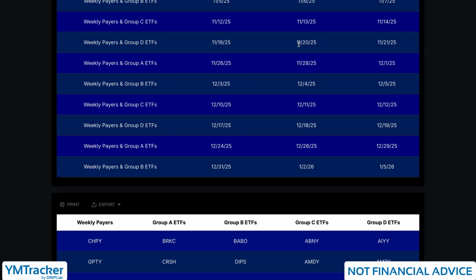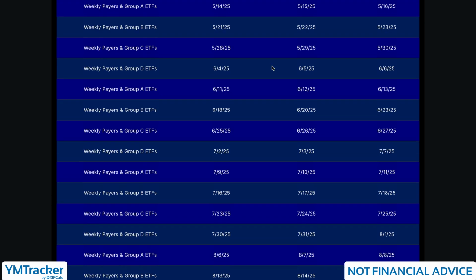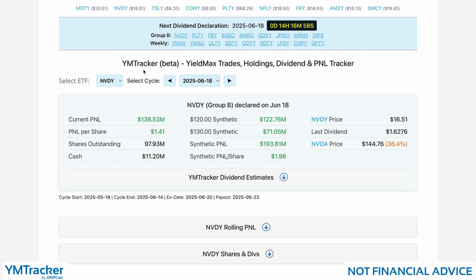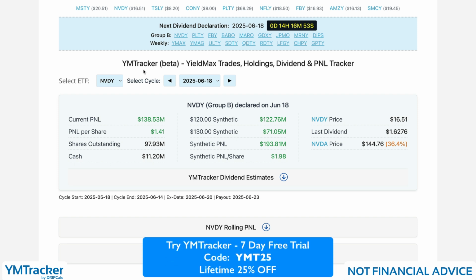However, because of holidays and market closes, they have this distribution schedule, and sometimes these dates shift a little bit, one day left, one day right, usually one day forward. Anyway, so the YieldMax tracker collects all this data and organizes it so that you can see this easily, and you don't have to do any kind of editing and download your own export files and all the good stuff.